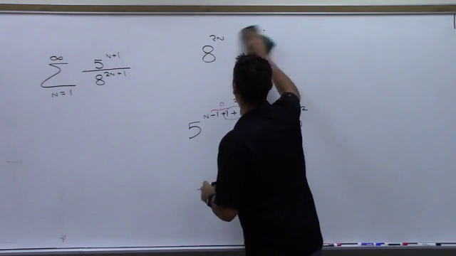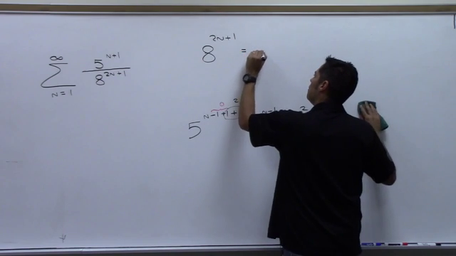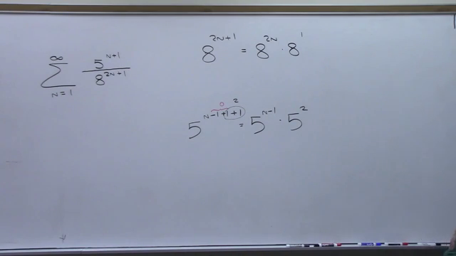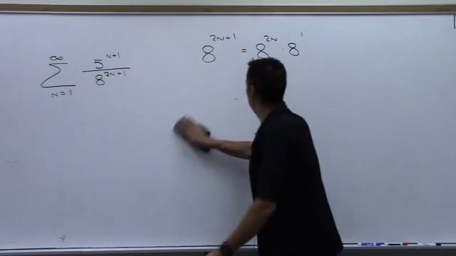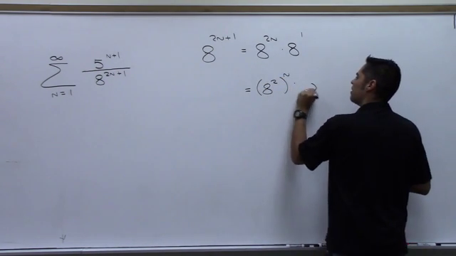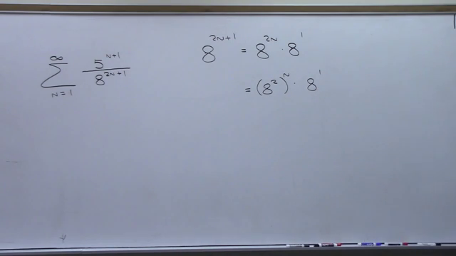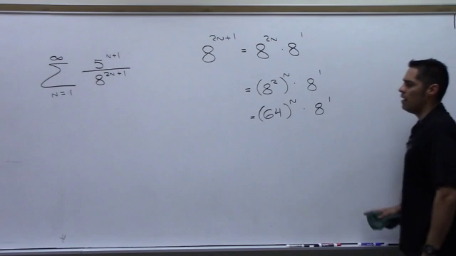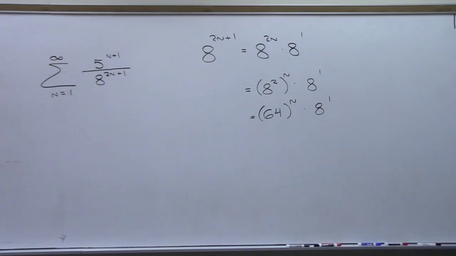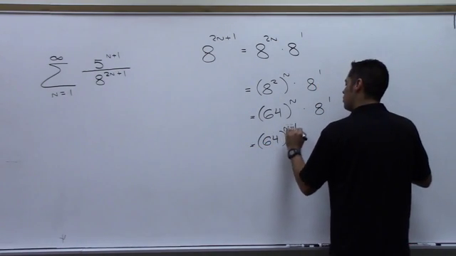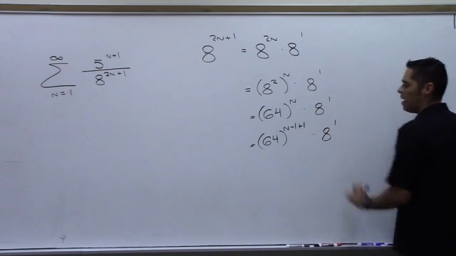I'm going to do something a little different, though. Watch. First thing I'm going to do is that. Do you agree with that? Yes. And then 8 to the 2n is really 8 squared to the n, and then that's just an 8. It's just going to come along for the ride. 8 squared, 64 to the n times 8 to the first power. And now can I make that minus 1? Yes, minus 1 plus 1. So this is 64 to the n minus 1 plus 1 times 8 to the first power.